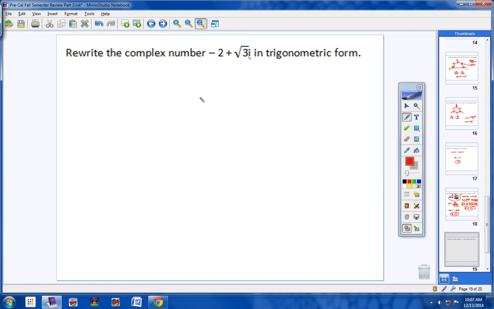Rewrite the complex number in trig form. Well, this should be done very quickly, students. It's not difficult at all. -2, positive square root of 3. I don't care if my triangle is drawn to scale. Not a big deal. So I went over how far? 2. I went up how far? Square root of 3. So now find the hypotenuse very quickly.